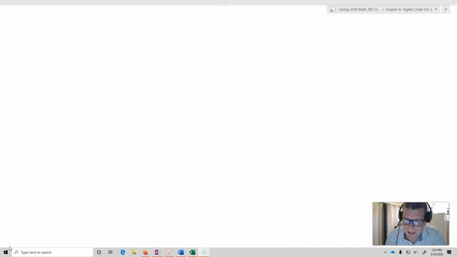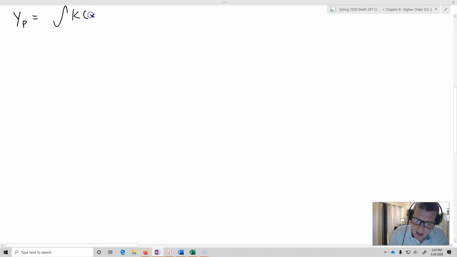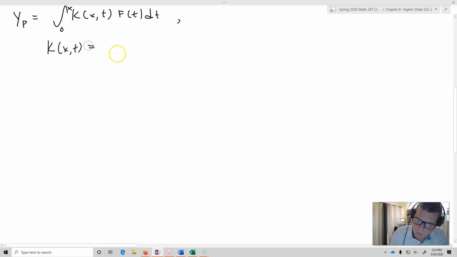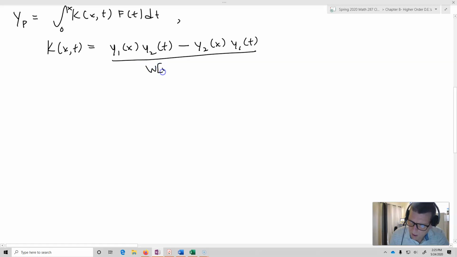So now that we have Green's function, let's actually take a look at an example. I'm just going to write that integral of K_x(t) f of t dt, evaluated from 0 to x, and K_x(t) is going to equal y1 of x, y2 of t, minus y2 of x, y1 of t, all over the Wronskian of y1, y2.